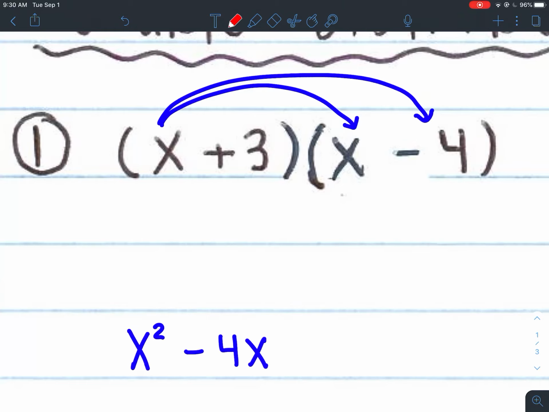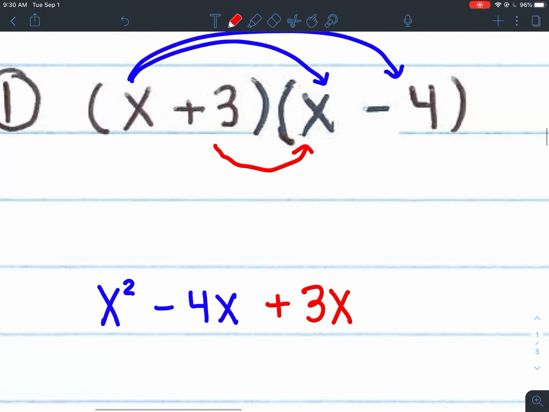Now I got to do it that second double time. So 3 times x is going to be positive 3x. Make sure you keep the sign there. And then 3 times negative 4 is going to be negative 12. Now, how do I know this is multiplication? Remember, parentheses means multiplication. If there was a plus sign in between, I would add them, not multiply. So you want to make sure you're paying attention to whether there's a plus sign, a minus sign, or if there aren't any signs and it's just 2 sets of parentheses being multiplied together.